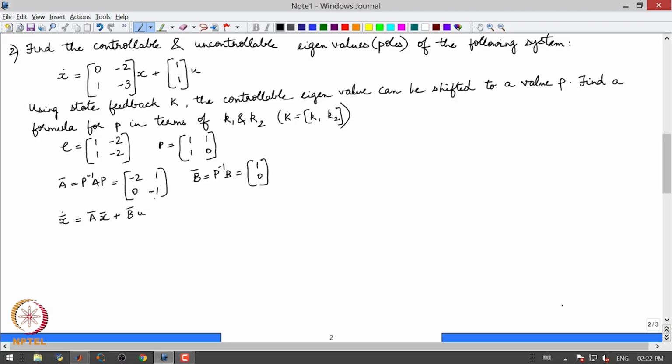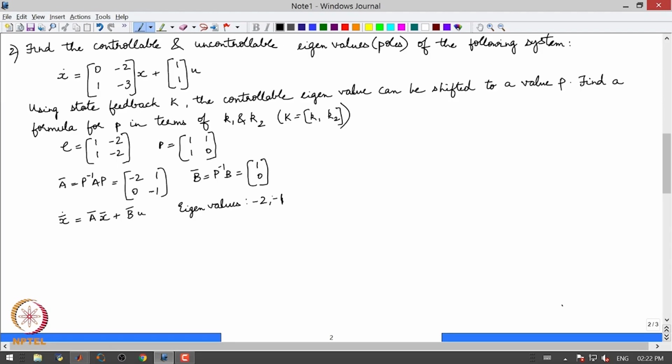The first eigenvalue and second eigenvalue are clearly minus 2 and minus 1, because this is an upper triangular matrix. I can always write the diagonal elements as the eigenvalues. Now, the first eigenvalue is controllable because 1 is present in the first element in B bar, and the second eigenvalue is not controllable.